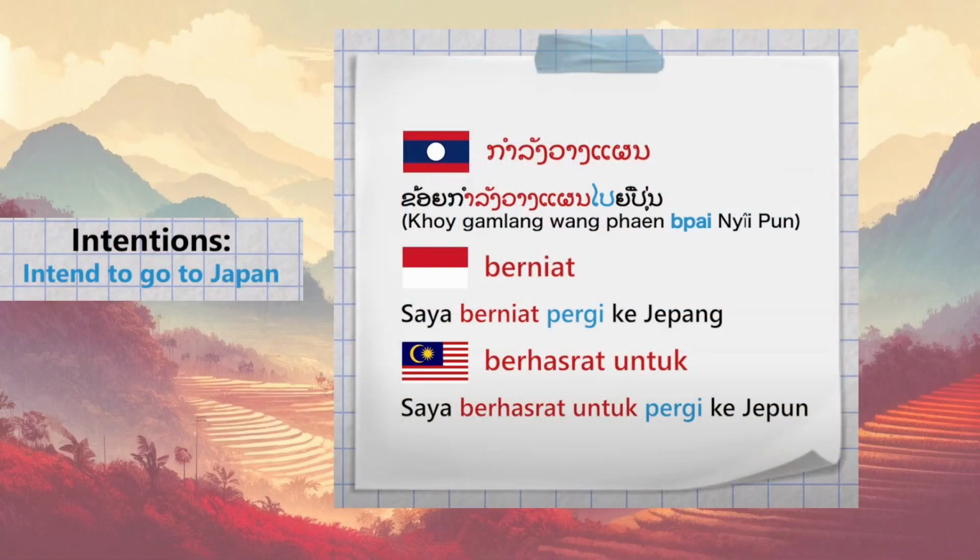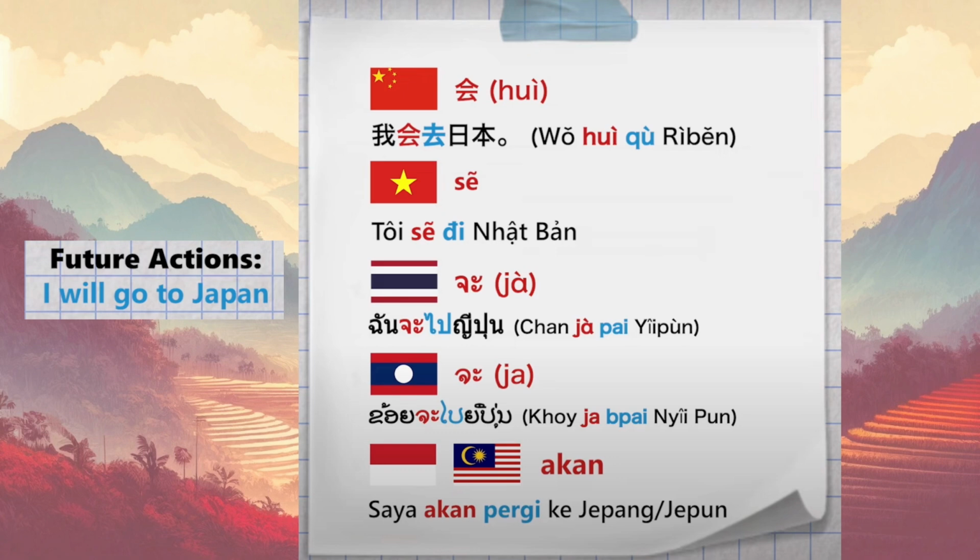Okay, Berniat is very Indonesian for that, Berniat Pergi, and Malay is also somewhat different. They're going to use Berhasrat. Berhasrat untuk. Untuk means for. Untuk saya, for me. Untuk Anda, for you, okay? So, saya berhasrat untuk pergi ke Ipun. All right, so we've gone through different, let's say, necessities, desire, etc., willingness, on and on.